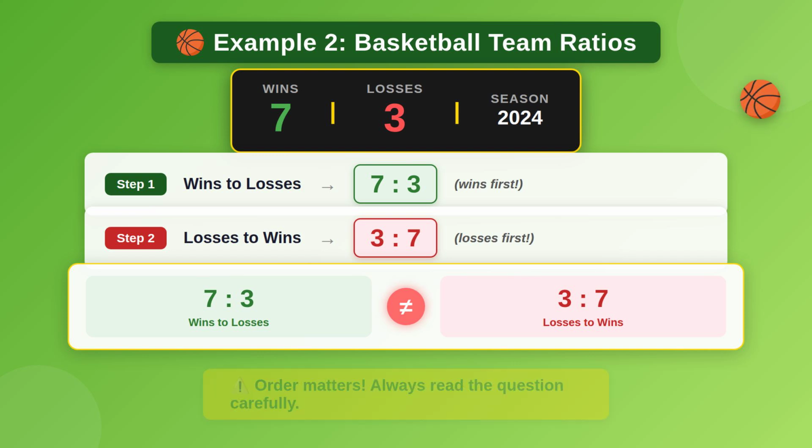Now here's the twist. What if someone asks for the ratio of losses to wins? Flip it. That becomes 3:7. See how order matters?